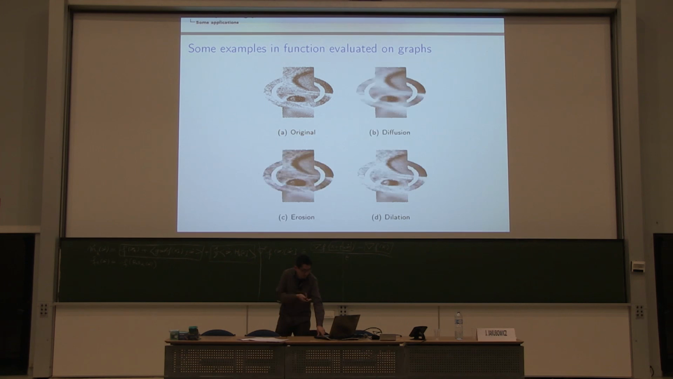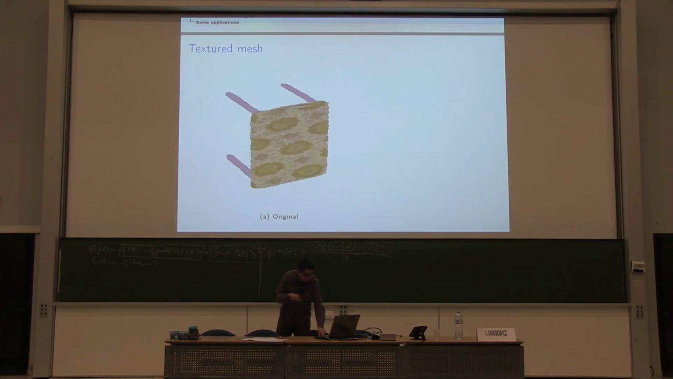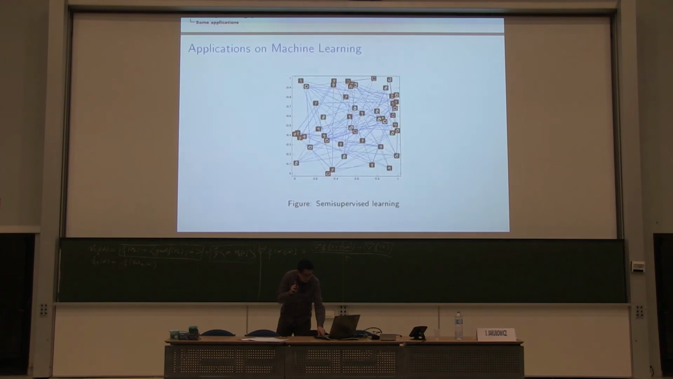If we do this kind of diffusion, it is like blurring the image. Erosion is shrinking light objects, and dilation is the dual operator. We have a complete family of operators, by changing the value of tau, of course. Okay, sorry.